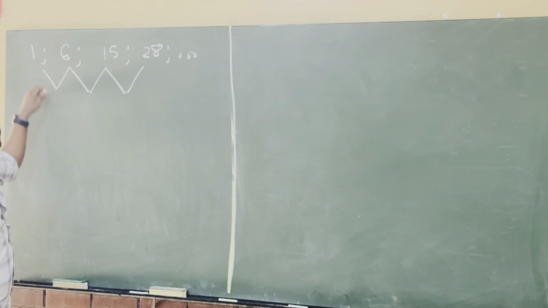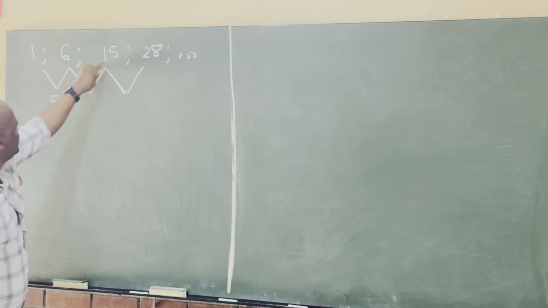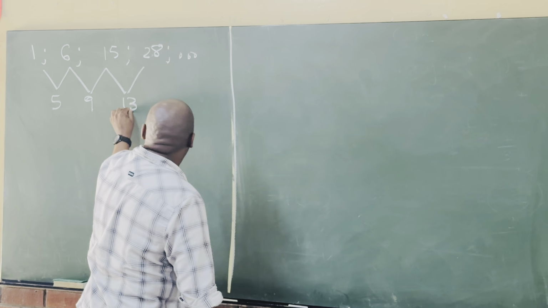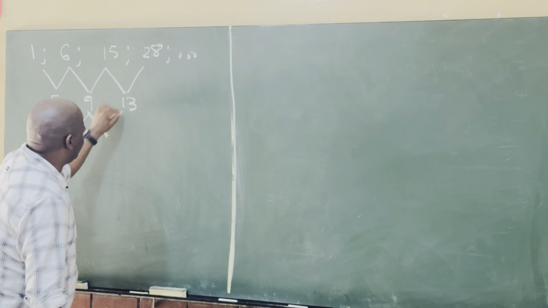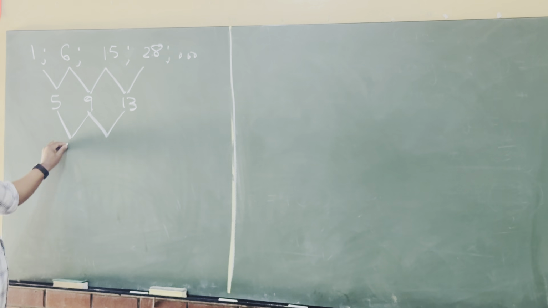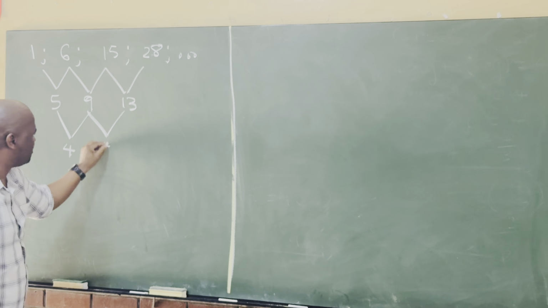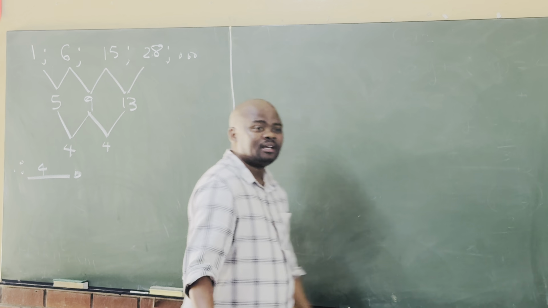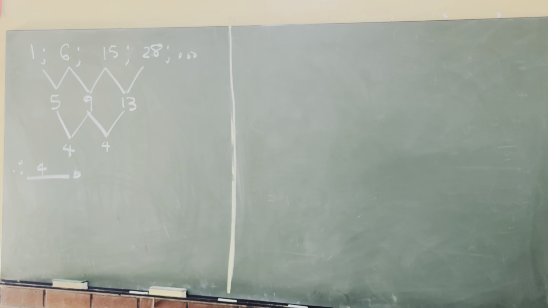So what's the first term going to be? 5, it's going to be 9, it's going to be 13. Then the second difference: 9, it's 4, then it's 4. So therefore our solution is 4. Then you get your 1 mark.